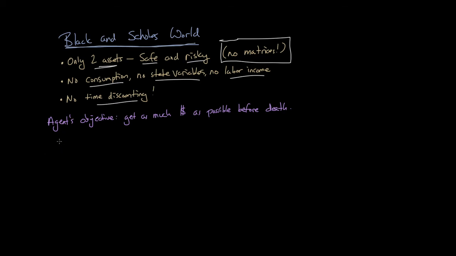So what are our assets? As always, the safe asset is just going to be defined as the risk-free rate of return over time. And the risky asset, we're pretty much always going to make a geometric Brownian motion: mu_t dt plus sigma_t dz_t.